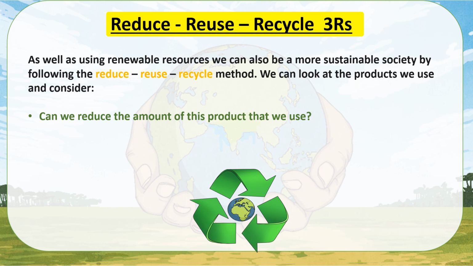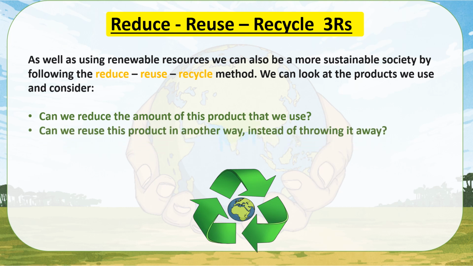For example, instead of using paper, you can use electronic media or you can use emails, FB Messenger, WhatsApp to send messages instead of writing on paper. So in this way you can reduce the amount of paper being used. Next is, can we reuse this product in another way instead of throwing it away? For example, cookie boxes and glass jars can be reused to store things.